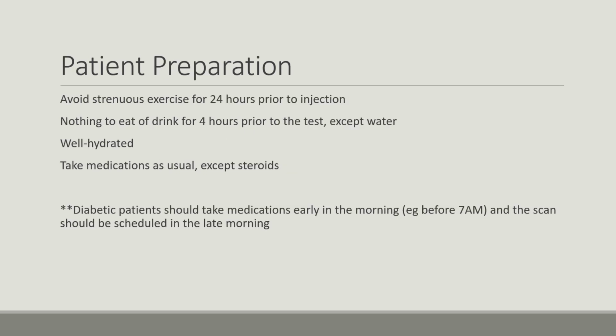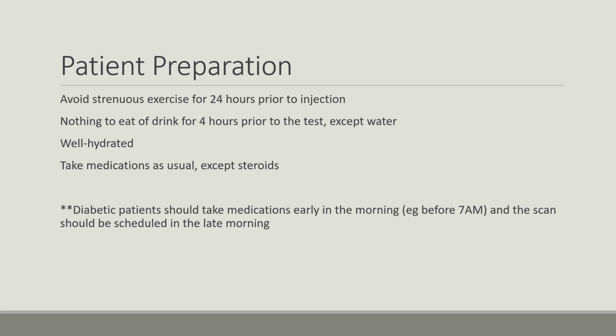The patient preparation is to avoid strenuous exercise for 24 hours prior to the injection. We want to minimize any of the uptake that's in the muscle or the brown adipose tissue. Nothing to eat or drink for 4 hours prior to the test except for water. Patients should be well hydrated and they should take their medications as usual except for steroids.